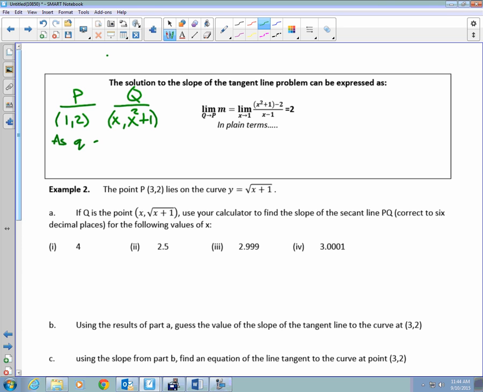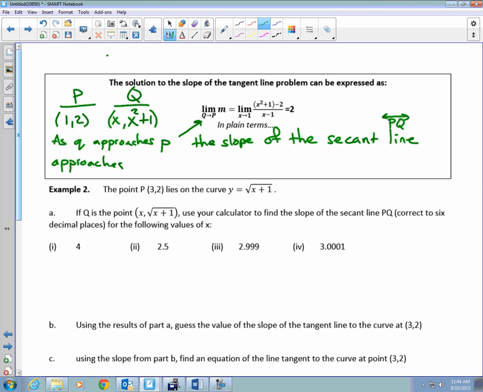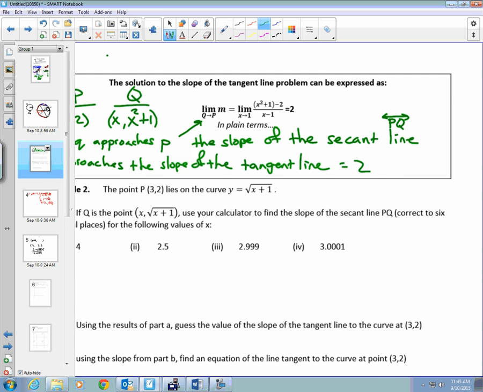As Q approaches P, the slope of the secant line, which goes through 2 points, right? The slope of the secant line, the 2.1, approaches the slope of the tangent line, which is equal to 2. Do you get that idea? You write it down and then we'll move on.